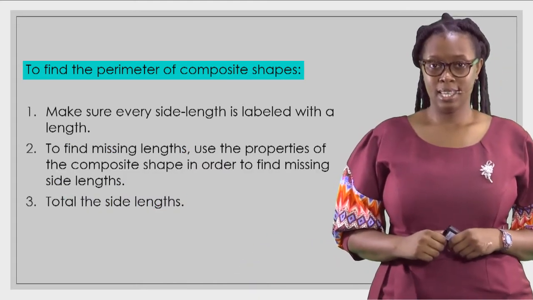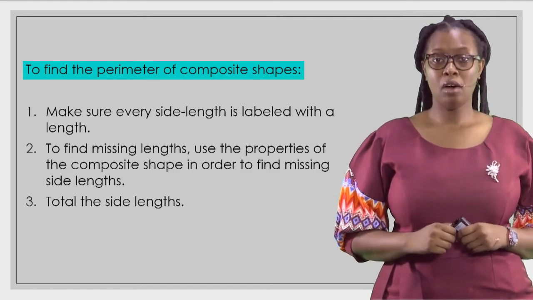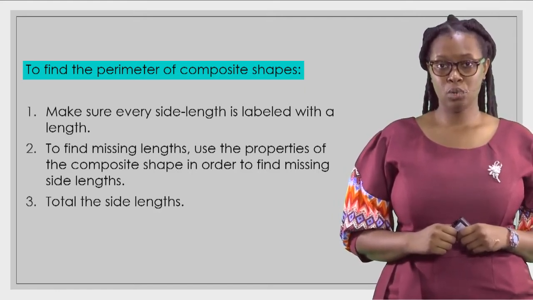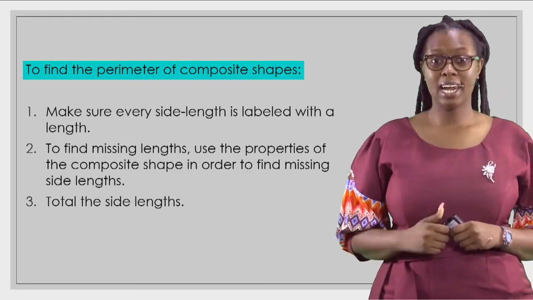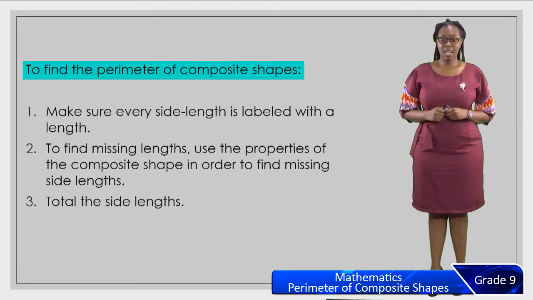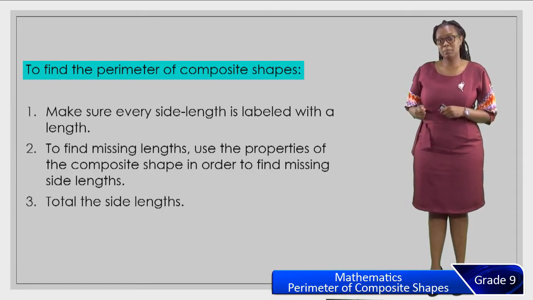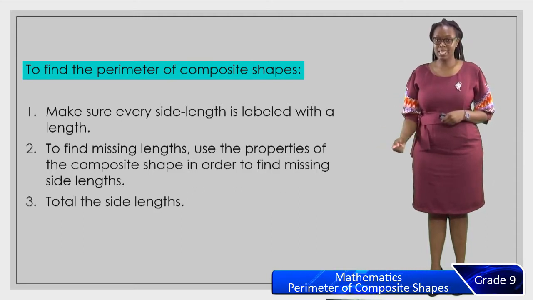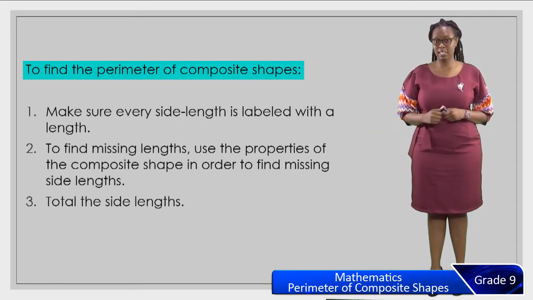All this is saying is that if we have a composite shape and want to find the perimeter, the first thing we should ensure is that all of the sides are labeled with a side length. If the sides don't have side lengths, then we have to use the properties of that specific shape to come up with the missing side lengths, in order for us to move on to the third step, which requires us to just add all of the side lengths.